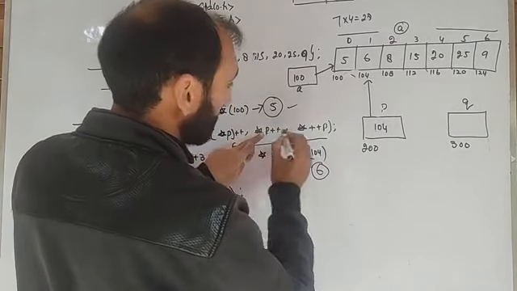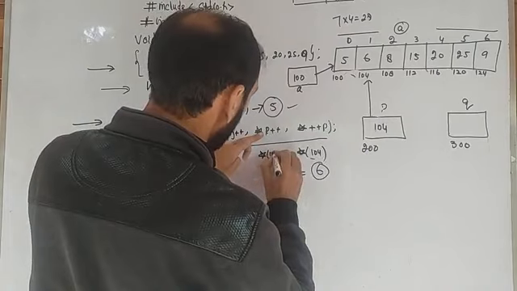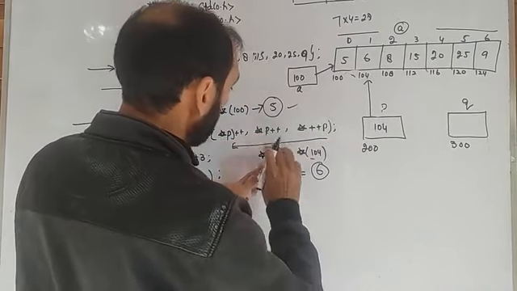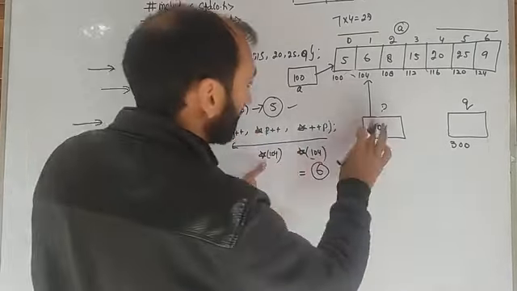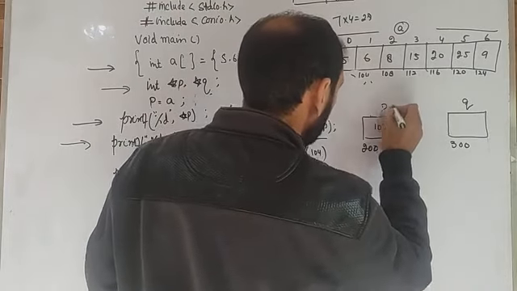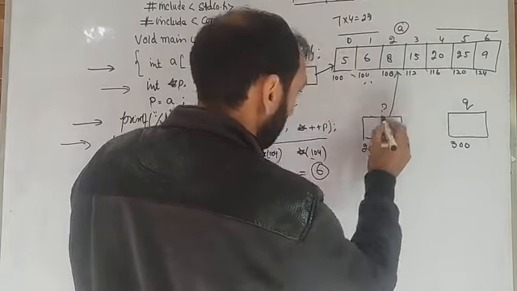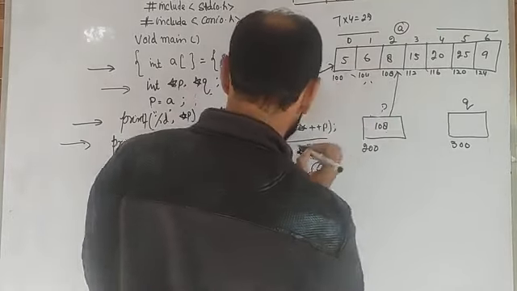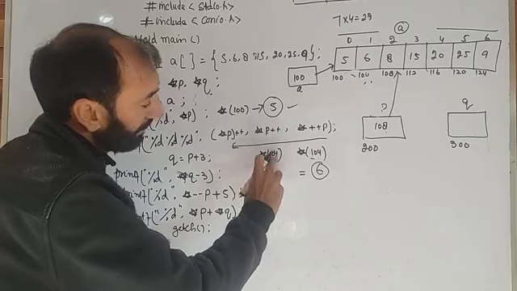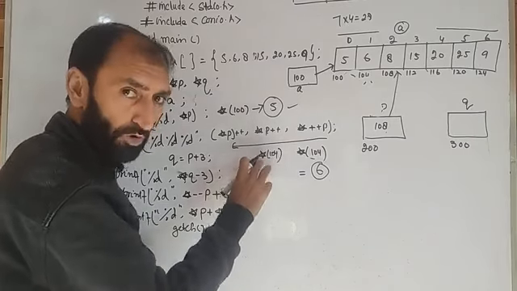What is p? p is 104, so 104 gets returned, and after that p plus plus executes. That means the pointer will move one location forward. Here the new address will be 108, and here the pointer is 104. This is an indirection operator.